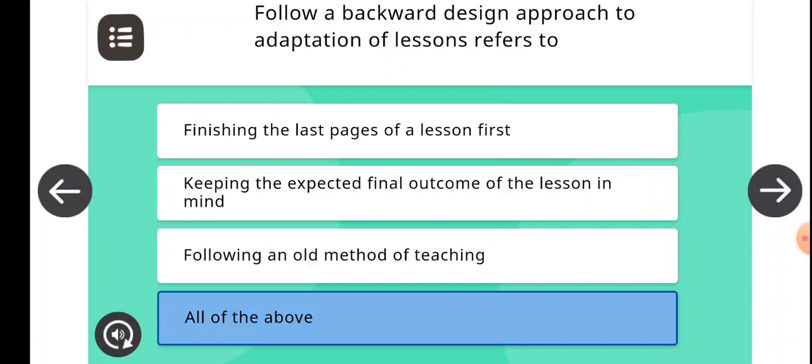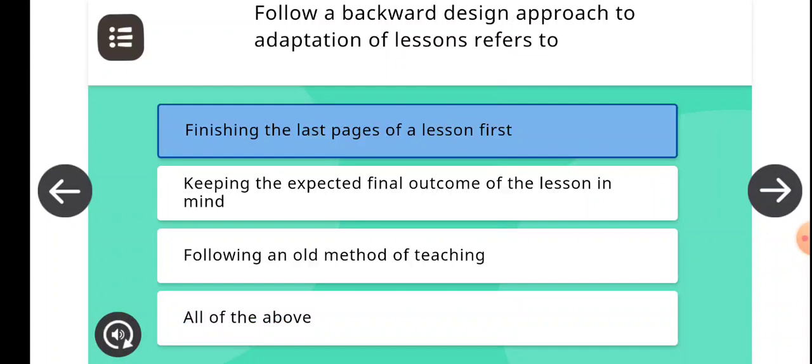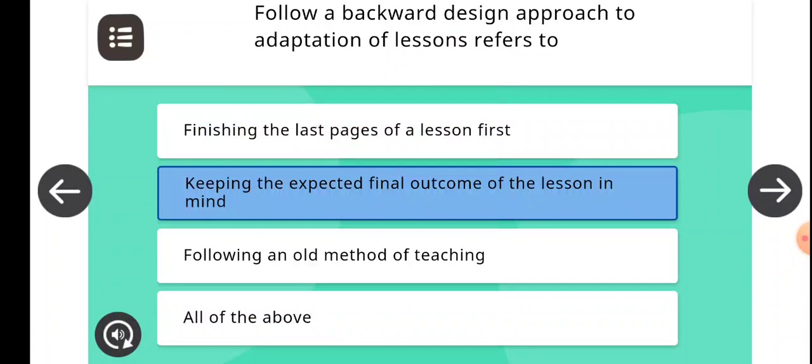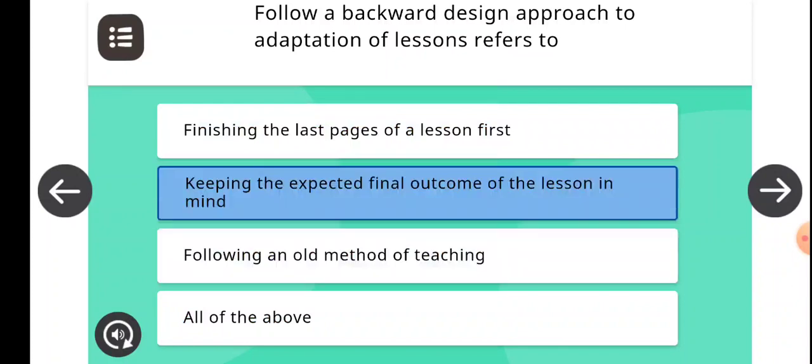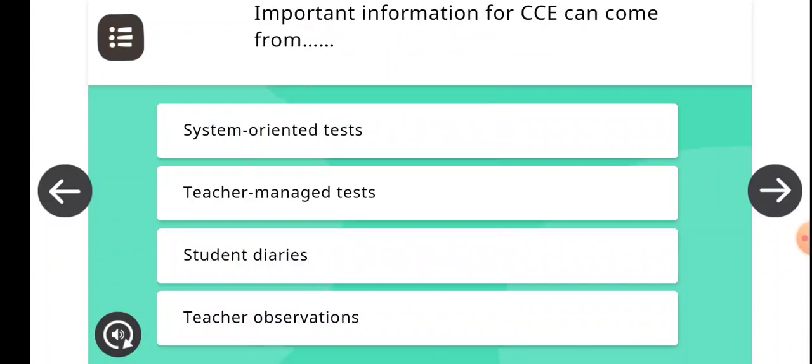Following a backward design approach to adaptation of a lesson doesn't mean finishing the last pages of the lesson first. Of course, it is keeping the expected final outcome of the lesson in mind. By keeping the expected outcome in mind, we need to design the approach. Following old methods of teaching is not correct. So keeping the expected final outcome of the lesson in mind is the right answer.